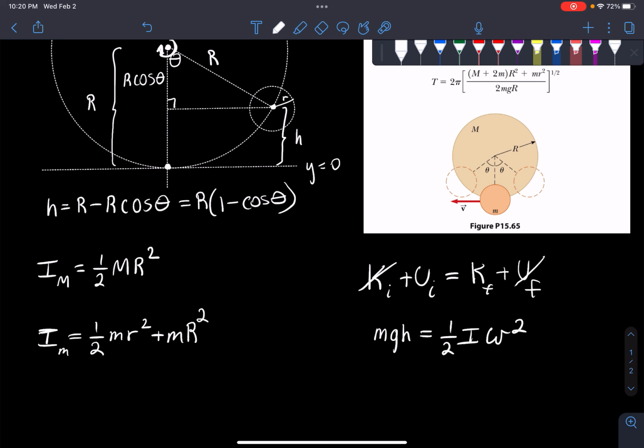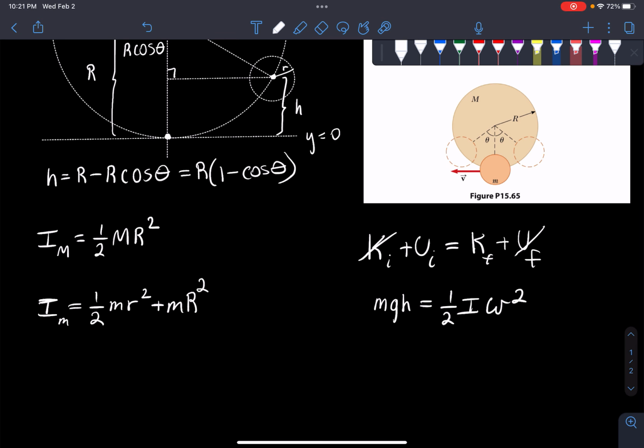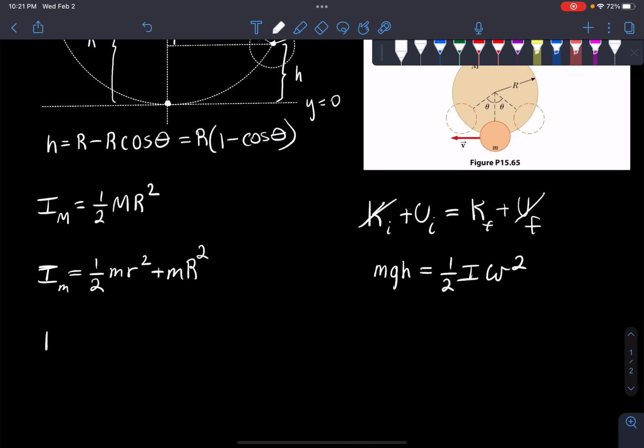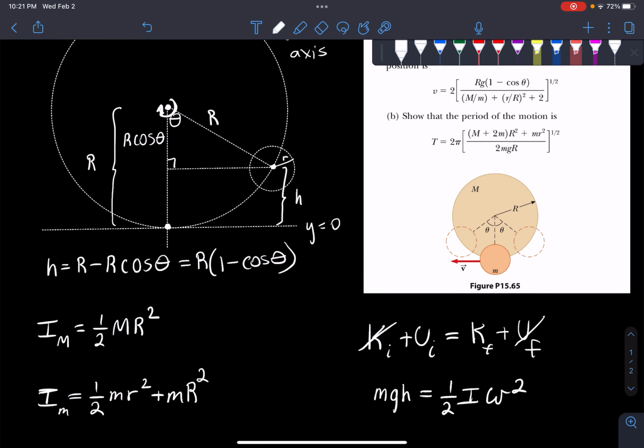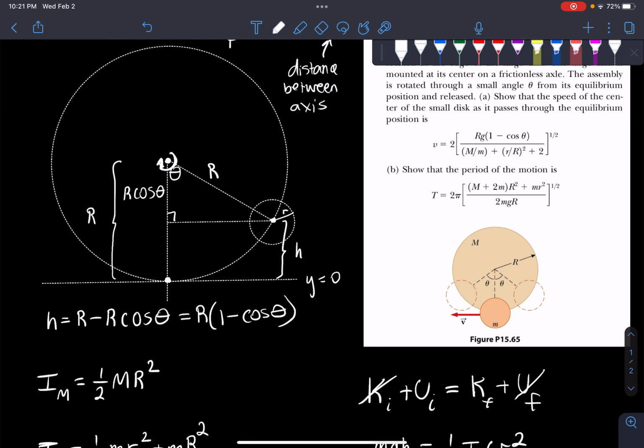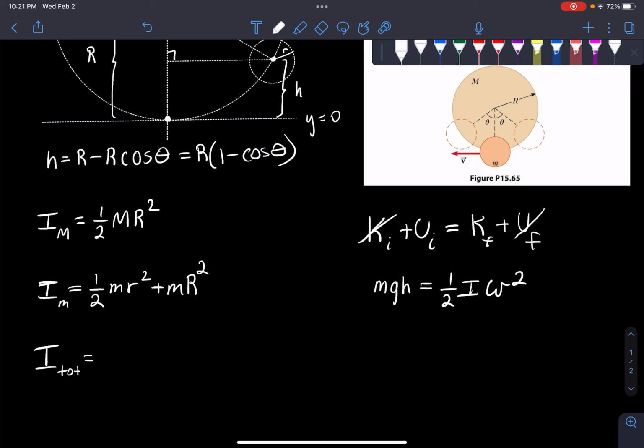Okay, so that means that the moment of inertia total of this system, of the small disk and the big disk, is just the sum of that. So that'd be 1/2 capital M capital R squared plus 1/2 little m little r squared, and then plus little m capital R squared. Kind of long, but that's it.